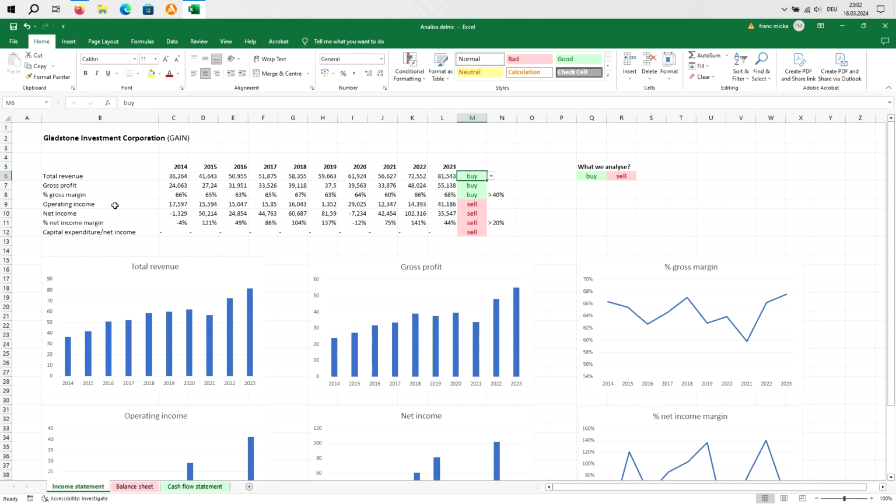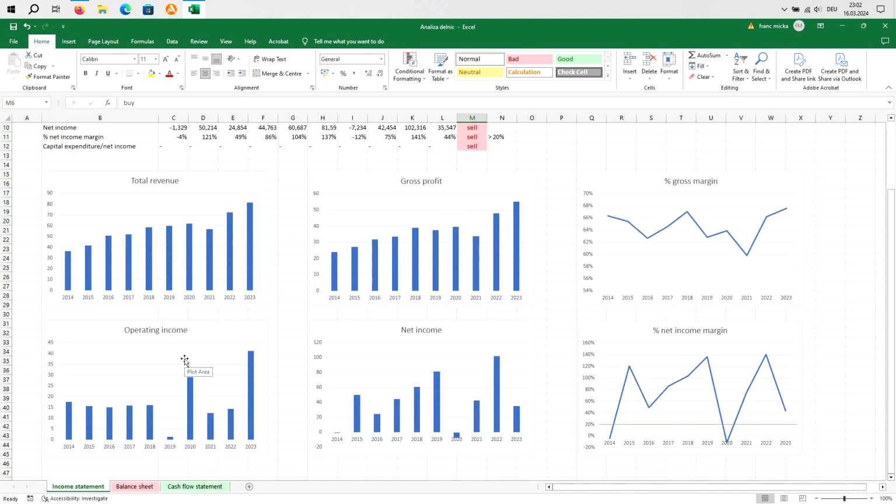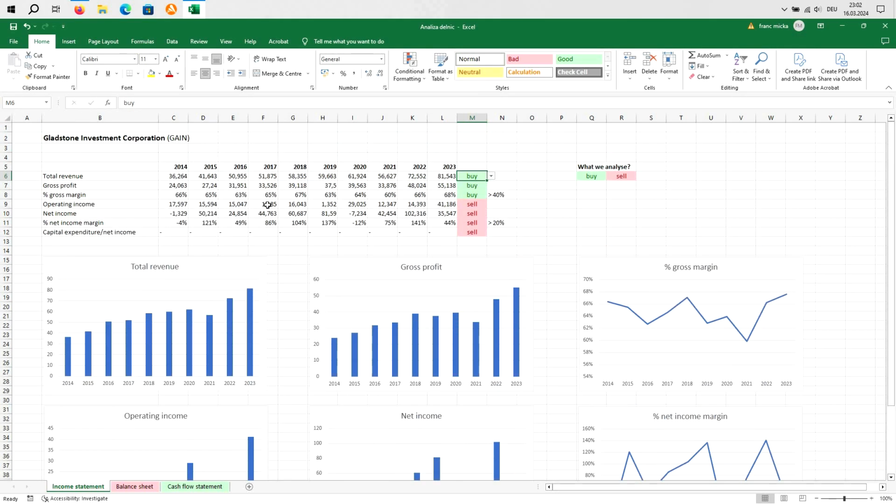If we now take a look at the operating income and net income, they are absolutely inconsistent and therefore also quite bad, to be honest, because we don't know exactly what happened, for example, with operating income in 2019. And also with the net income, in 2014 and 2020 it was a loss, so I don't know, it's just not that good, okay?